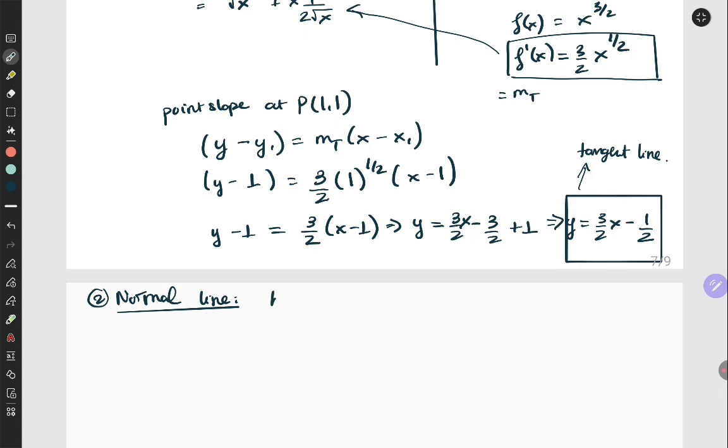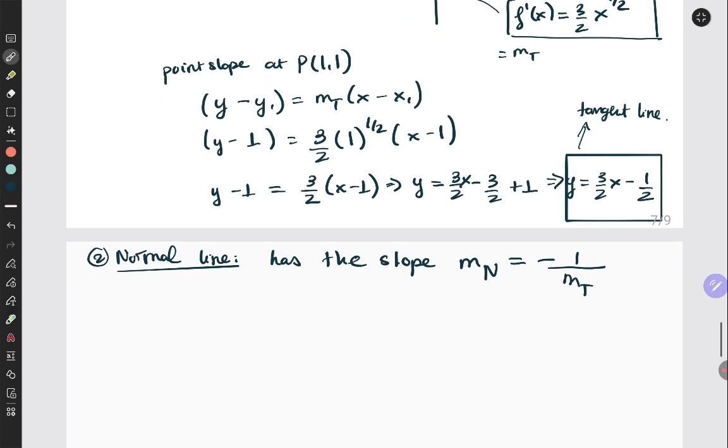The normal line, by default, has the slope m sub n, that is the negative reciprocal of the slope of the tangent line. Therefore, you have negative 1 over the slope of the tangent line, which is 3/2, right? That gives you negative 2/3. Okay, you have the slope of the normal line.